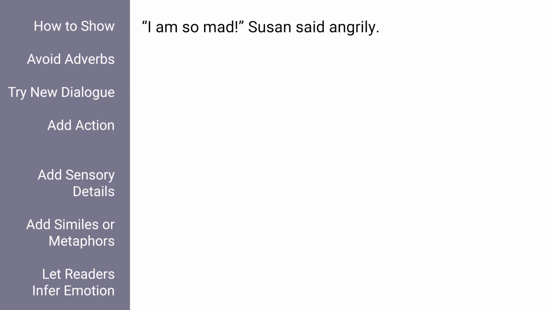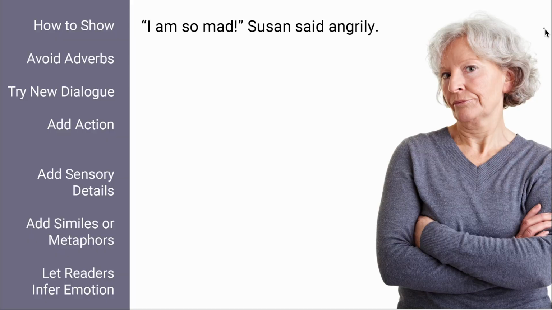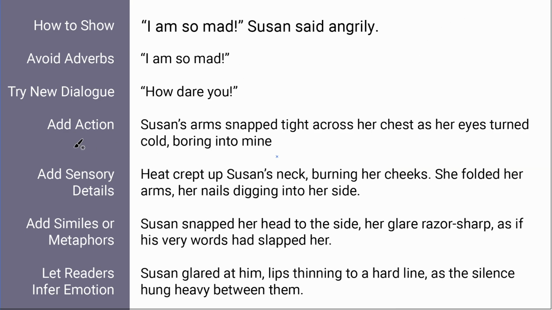But when you're sitting there in front of your computer or writing on your notepad, and you want to think of different ways of being more showy in your writing, then imagine your character mad. Imagine what that character would look like. So here you can see that she has very cold eyes. She's glaring at you, or her lips are pursed. Or you can see her stance is somewhat pushed back, or that her arms are crossed. All those are good indications that she's upset. So here it's her arms snapped tight across her chest as her eyes turn cold, boring into mine.